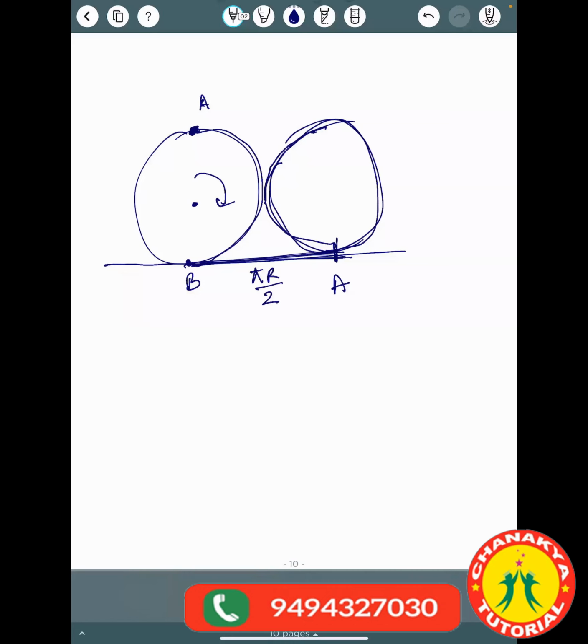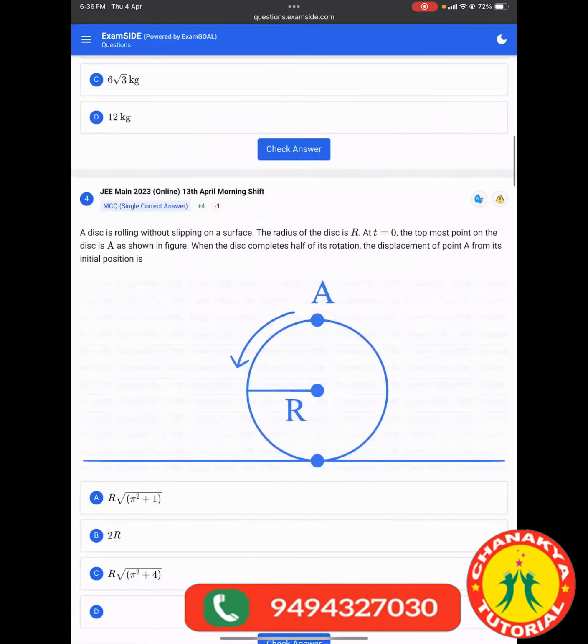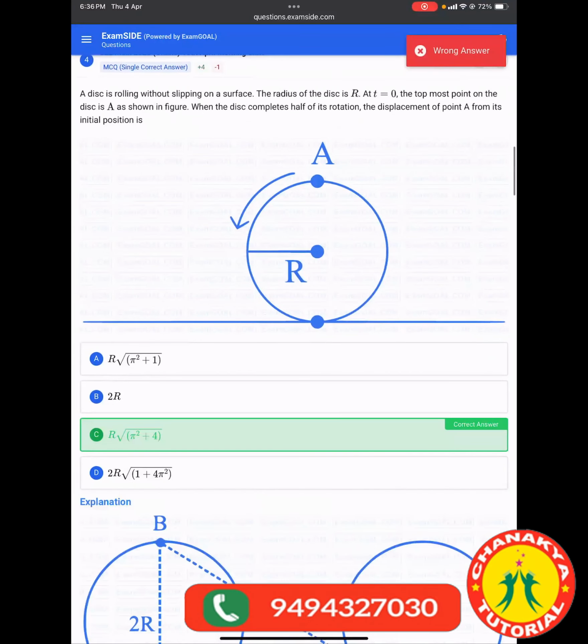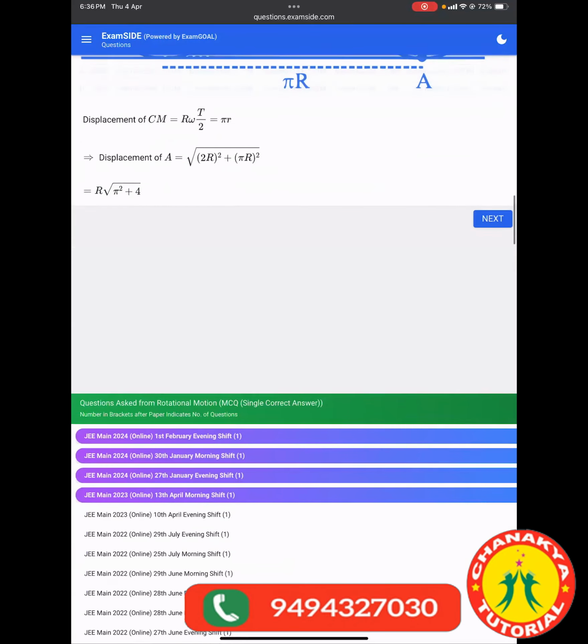Now I want the displacement. Just join the initial to the final position. You need to calculate this. This is a right-angled triangle. You know this is 2r, correct? This is pi r by 2. Use Pythagoras theorem: under root 4r square plus pi square r square by 4. This will be the displacement. Understood? So it will be r into under root pi square plus 4. See? Simple as that.